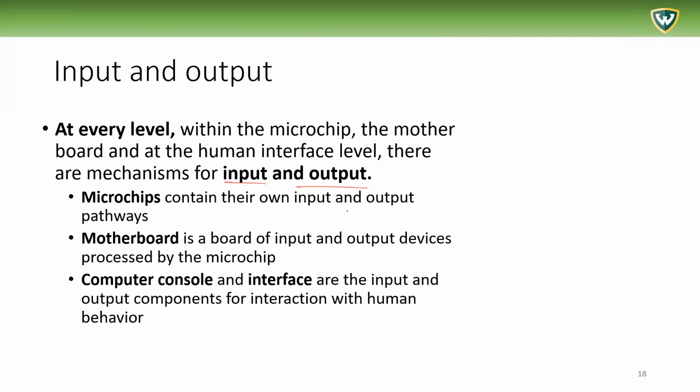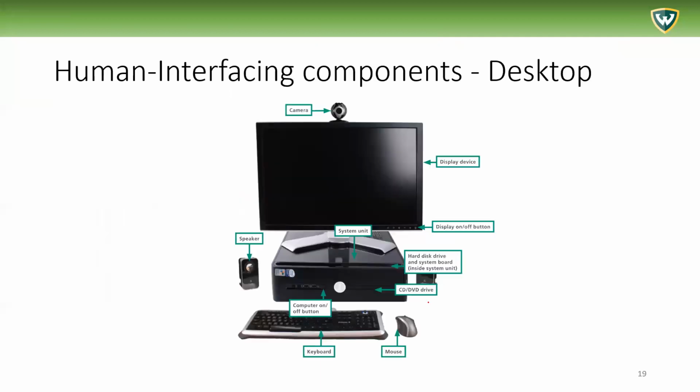Microchips contain their own input and output pathways within their integrated circuit. The motherboard is a board of input and output devices, as we saw, processed by the microchip, with interfaces for digital devices and for connecting to the Ethernet, or through the Ethernet to the internet. A computer console and interface are the input and output components for interaction with human behavior, so keyboards and digital screens and so on. Human interface components of a desktop include cameras and displays.